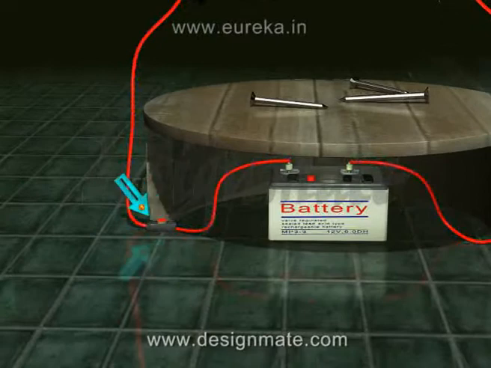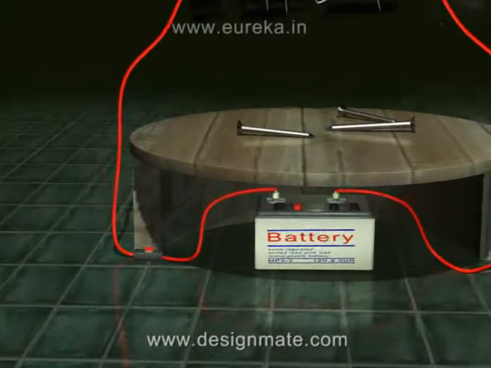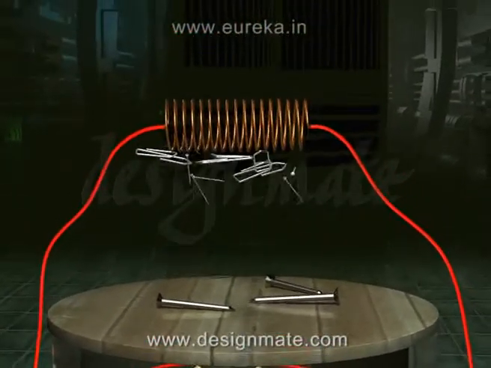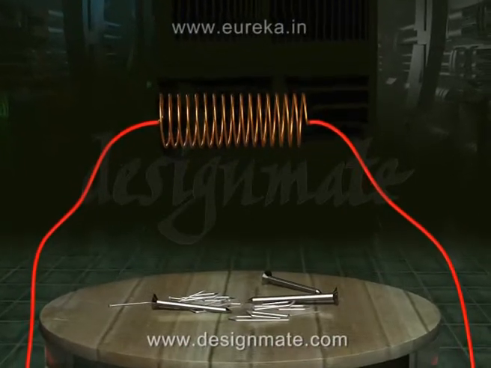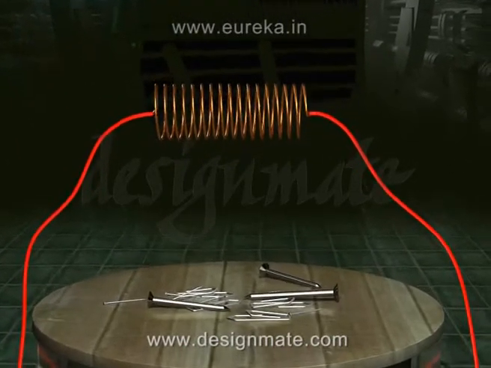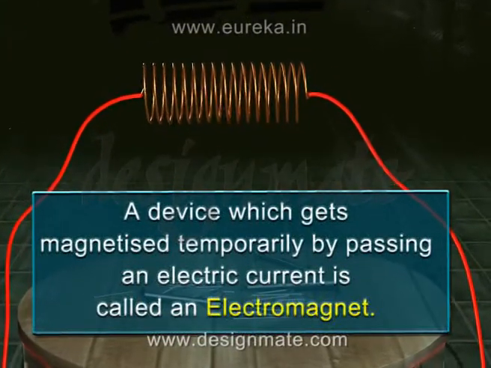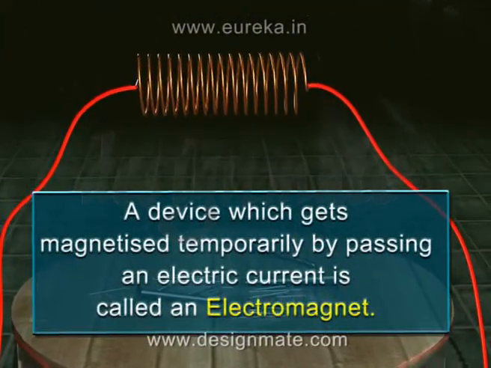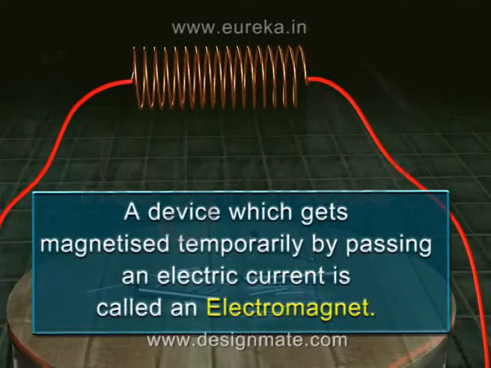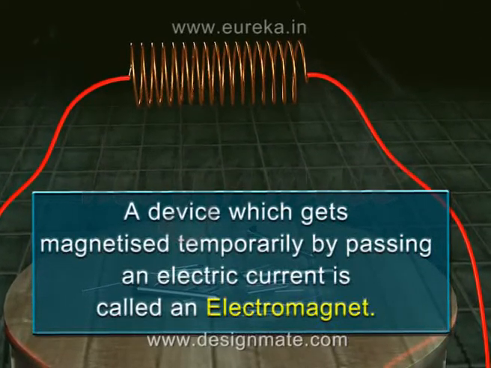Now, if we switch off the battery, we find that the coil loses its magnetism and the iron particles fall down. Such a device, which gets temporarily magnetized on passing an electric current, is called an electromagnet.